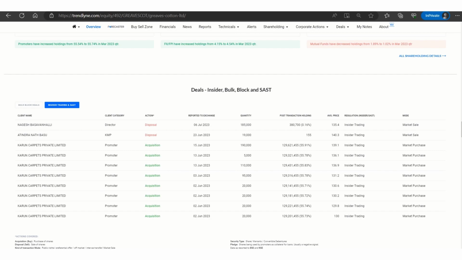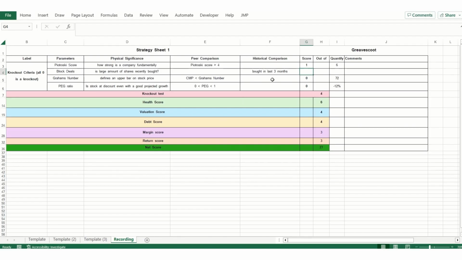So let's go to our strategy sheet, and this is pretty bad. So it's 0, and just ignore this if we cannot quantify it. We are not going to quantify this. You can quantify it if you want. So we can write down here that directors and key managerial persons have disposed shares, okay, recently.